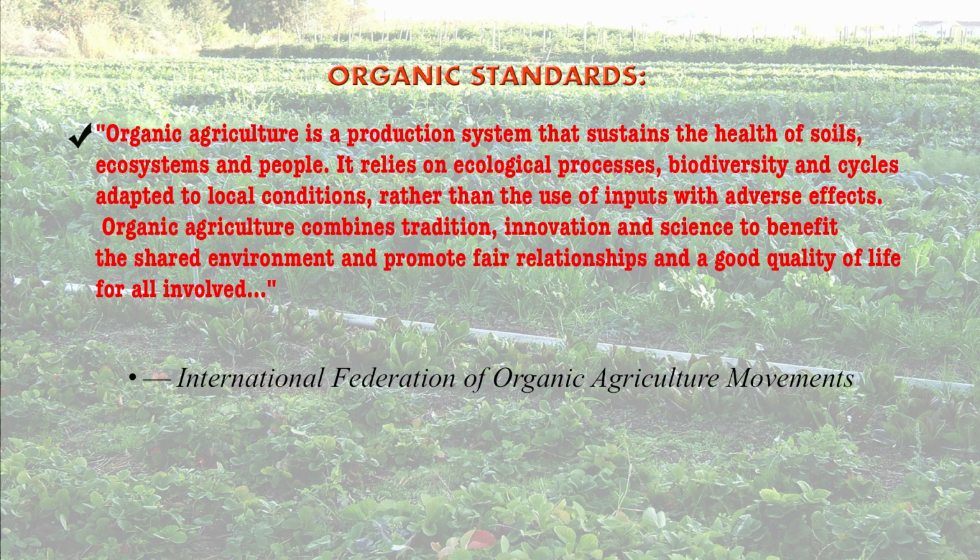Organic agriculture, as defined by the International Federation of Organic Agriculture Movements, is a production system that sustains the health of soils, ecosystems and people. It relies on ecological processes, biodiversity and cycles adapted to local conditions rather than the use of inputs with adverse effects. Organic agriculture combines tradition, innovation and science to benefit the shared environment and promote fair relationships and a good quality of life for all who are involved.